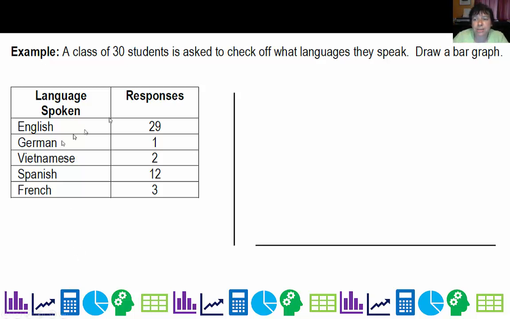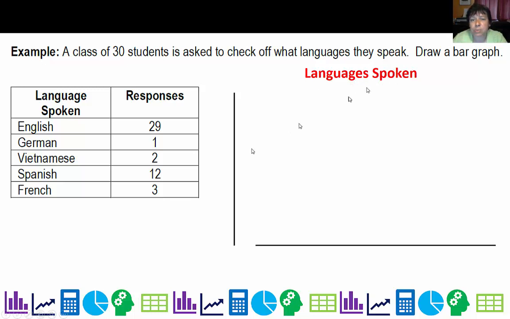One thing you'll notice is if you look at all these responses added together, it's quite a bit more than 30. And the reason is most of our students speak English. We have one who doesn't. And then we've got a student who speaks German, 2 that speak Vietnamese, 12 that speak Spanish, and 3 that speak French. So I'm going to go ahead and start making my graph.